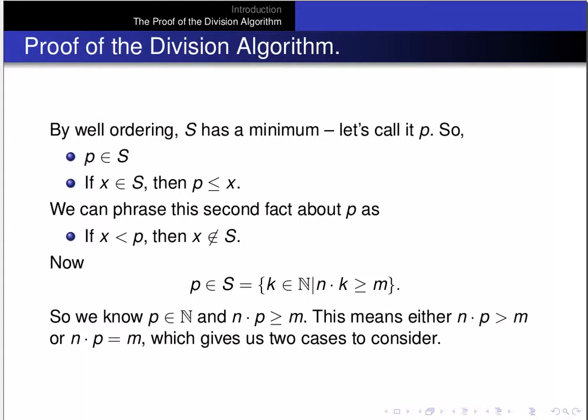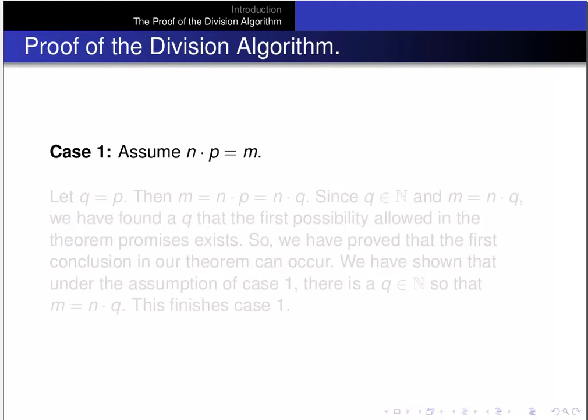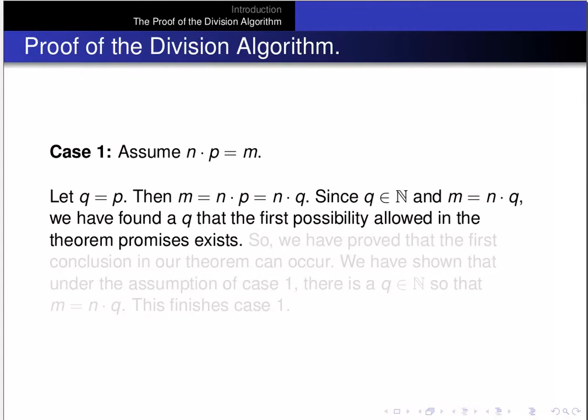So let's take the easiest case first. Let's assume that n times P is equal to m. Well, then we'll just take Q to be P. Then m equals n times P, which is n times Q. And since Q is a natural number such that n times Q equals m, we've exactly found the Q that the first possibility in the theorem promises us will exist. If you go back and look at the statement of the division algorithm, the first case was there exists a Q so that m is equal to n times Q.